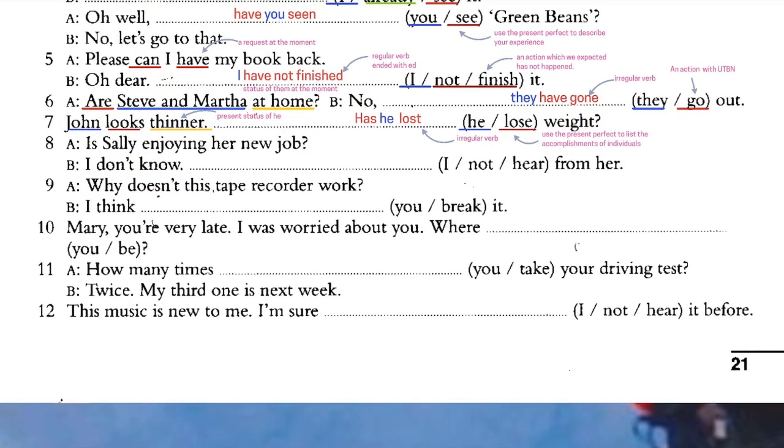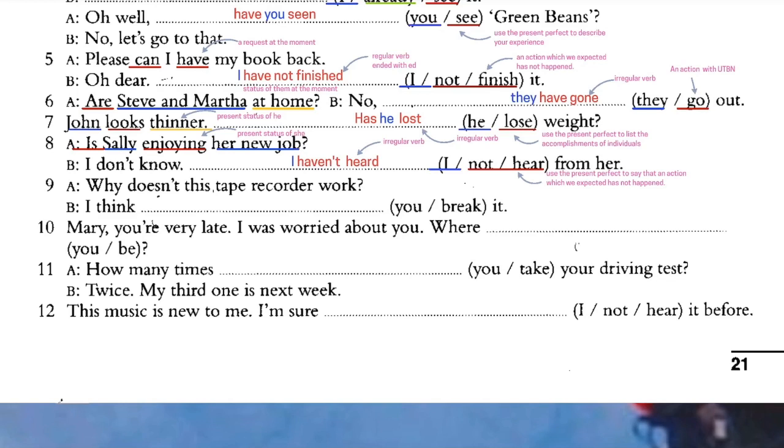Now question number 8. "Is enjoying" is a present status of she. Who is she? Sally. And the words "not here" use the present perfect to say that an action which we expect has not happened. And the word I is telling us we should use the word have. And so together it is "I haven't heard". And the word heard is another irregular verb because it does not end with ed. I haven't heard from her.